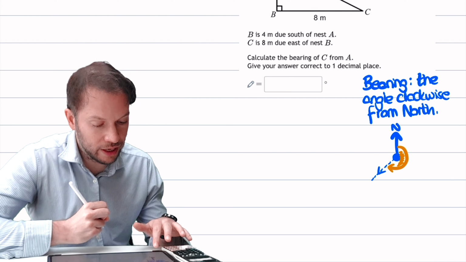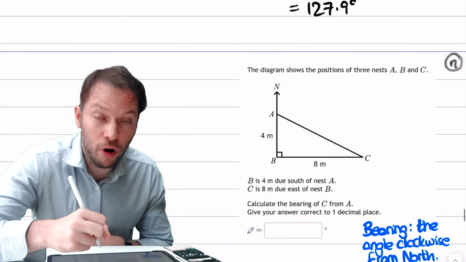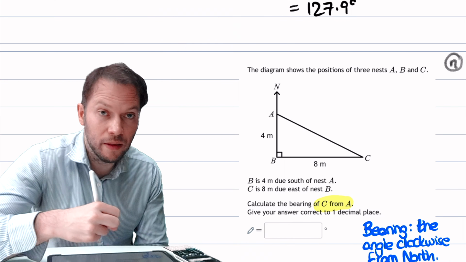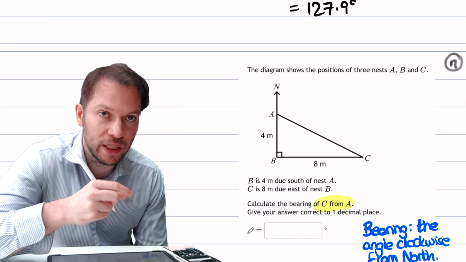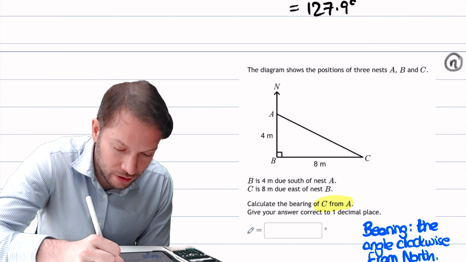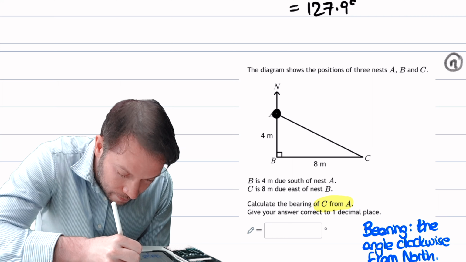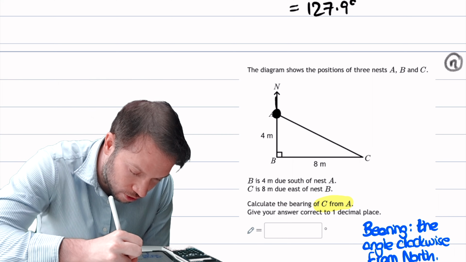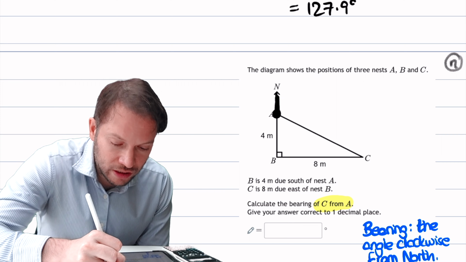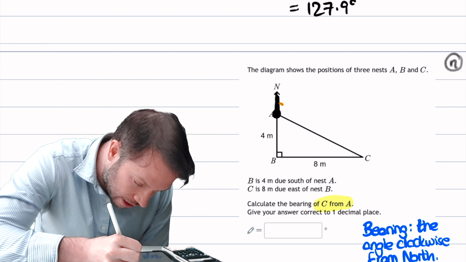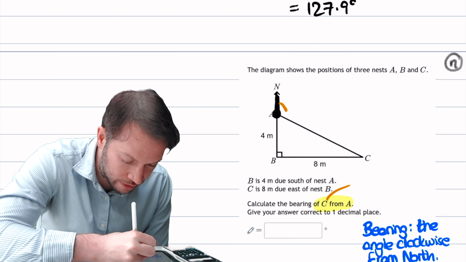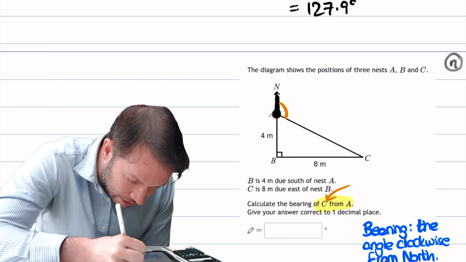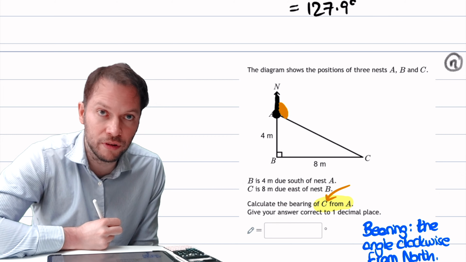Okay, so we want the bearing of C from A, and the magic words here are from A, which means you're measuring the angle at A. So we're measuring the angle at A here. And remember, it's the angle clockwise from north. So you're initially facing north like this, and then you're rotating clockwise until you're facing C, because it's a bearing of C from A. So it's this angle here that we need to find.